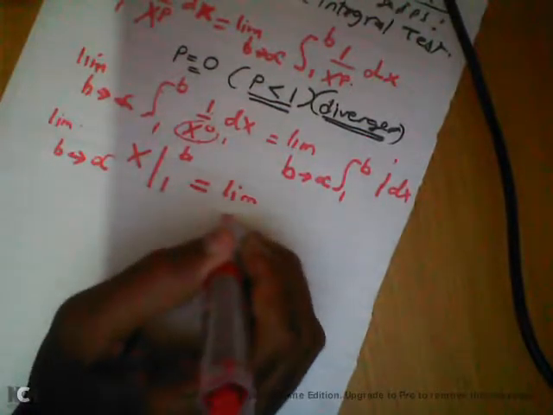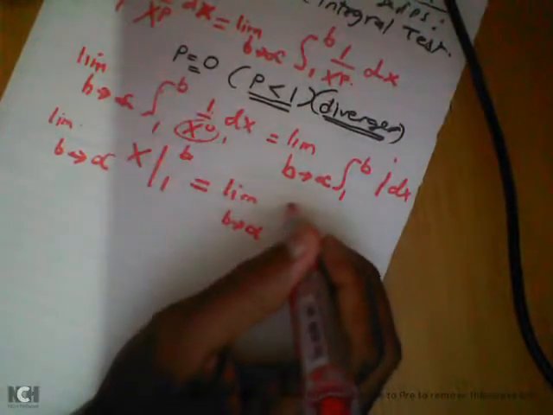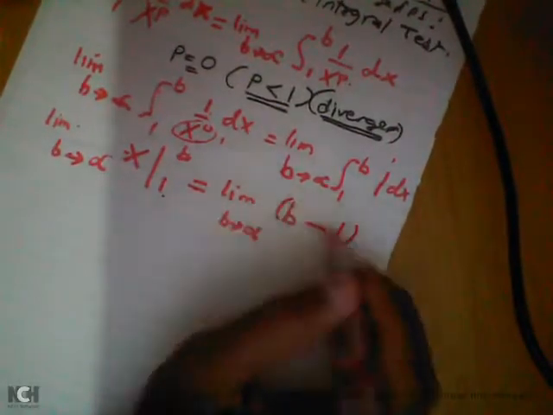So what is the next step? We substitute in the limits. We have the limit as b approaches infinity, and we set in the values: upper limit minus lower limit. So we take this b in here, minus the lower limit, and this 1 goes in there. So b minus 1.